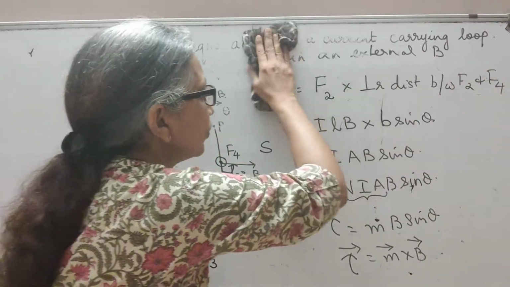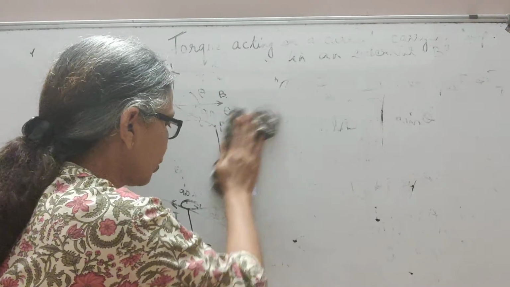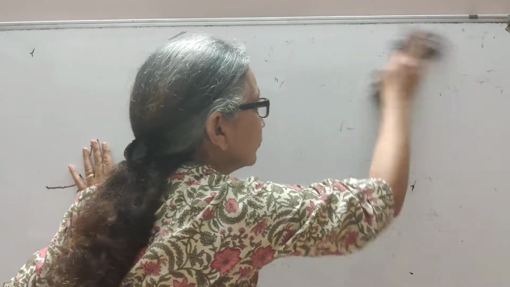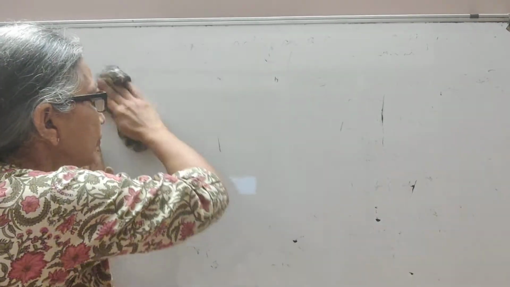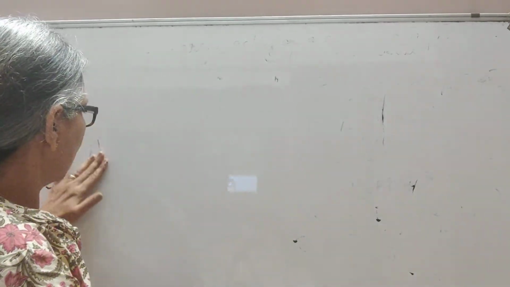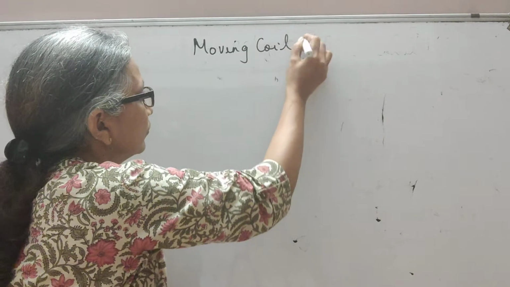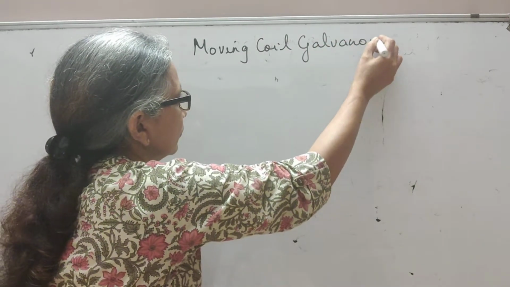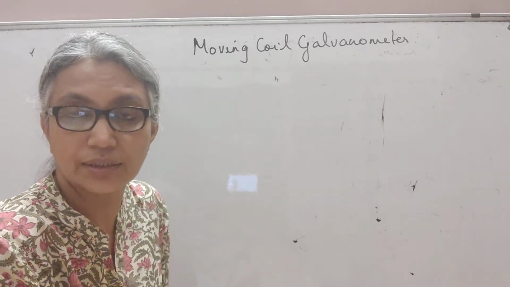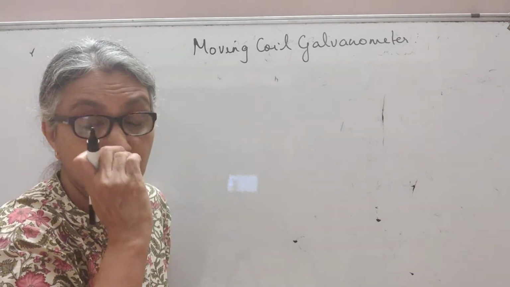We have our next and last topic, which is the moving coil galvanometer. The last topic in this chapter is the moving coil galvanometer. Now this moving coil galvanometer, you know a galvanometer is used to detect if there is current in a circuit. If there is current in a circuit, it will show deflection. Otherwise, if there is no current, then the needle will be at the zero mark.